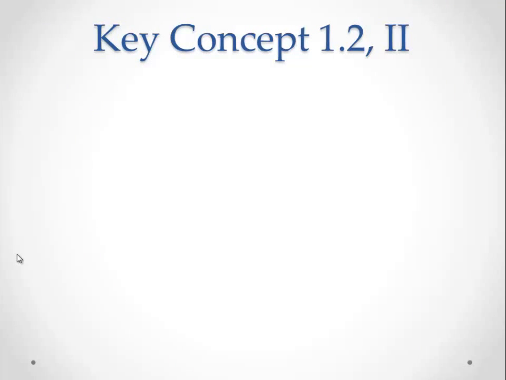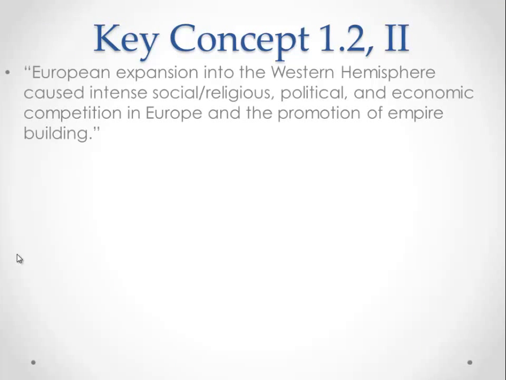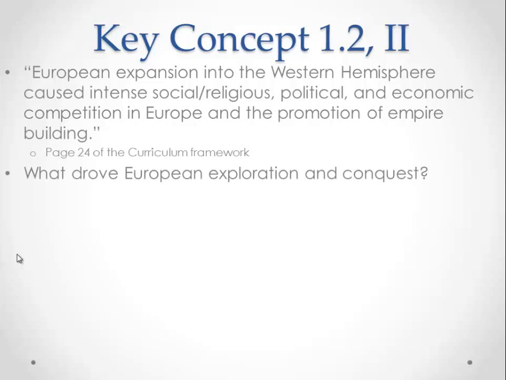All right, so key concept 1.2 Roman numeral 2 says that European expansion into the Western Hemisphere caused intense social, religious, political, and economic competition in Europe and the promotion of empire building. So the question here is essentially what drove European exploration and conquest? Well, I always teach my students the three G's: gold, glory, and gospel. So Europeans wanted to make money, that's the gold. They wanted fame or glory or a sense of power, and gospel also played a huge role, which is to spread religion, especially Christianity, and that will play a large role in both Portugal and Spain.